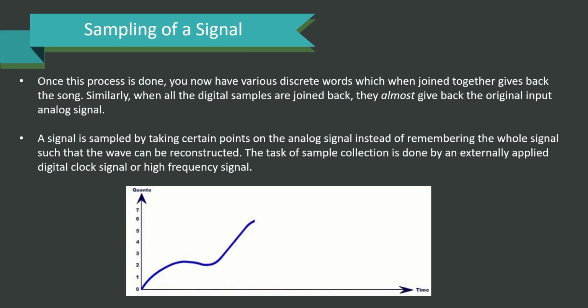A signal is sampled by taking certain points on the analog signal instead of remembering the whole signal, such that the wave can be reconstructed. The task of sample collection is done by an externally applied digital clock signal or a high frequency signal. The same is diagrammatically represented as an animation in front of you for you to understand things better. The analog signal is reconstructed to the utmost accuracy possible through this sampling process. That is it, and this is the fundamental for everything that you are going to learn in the near future.